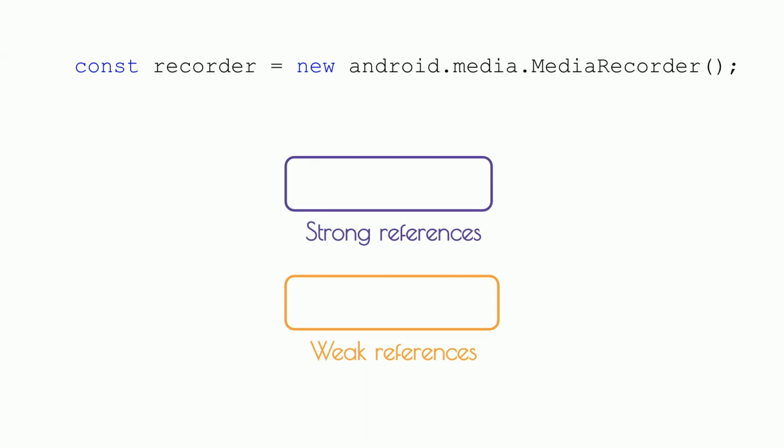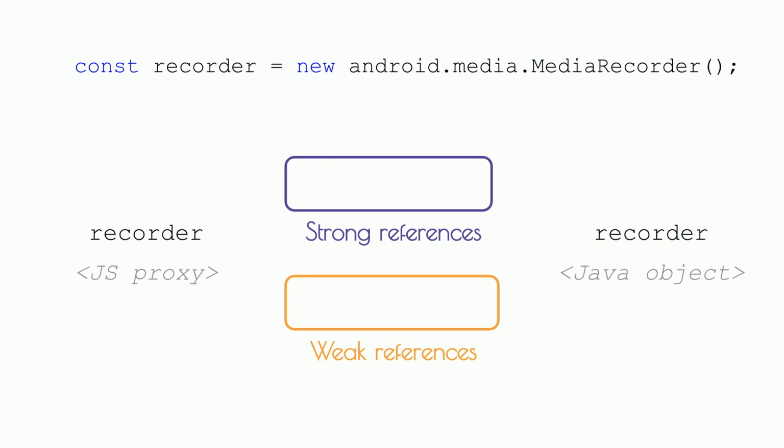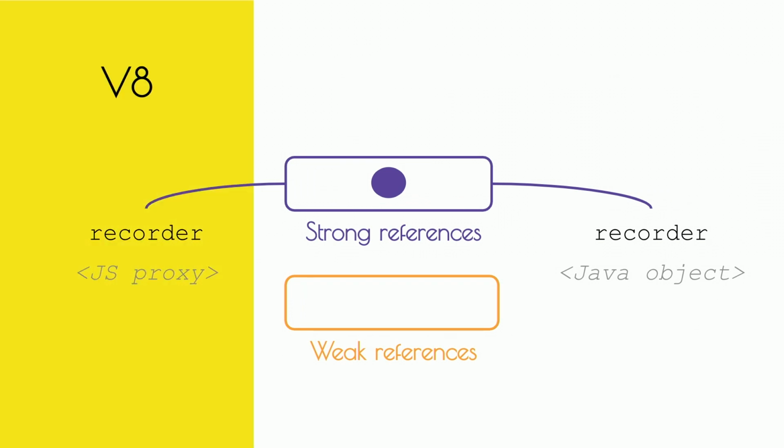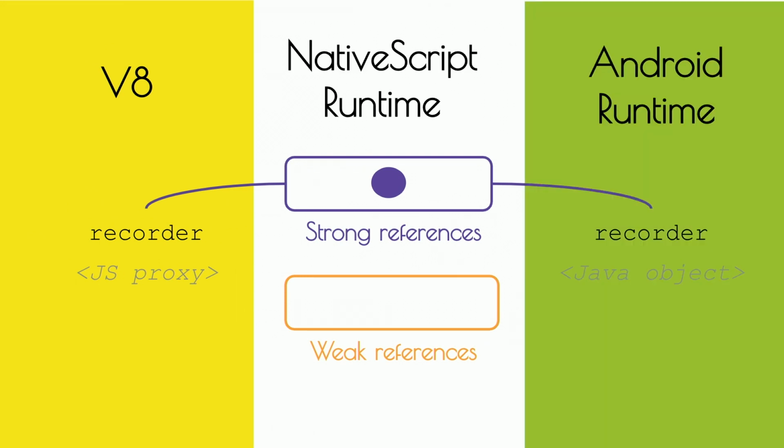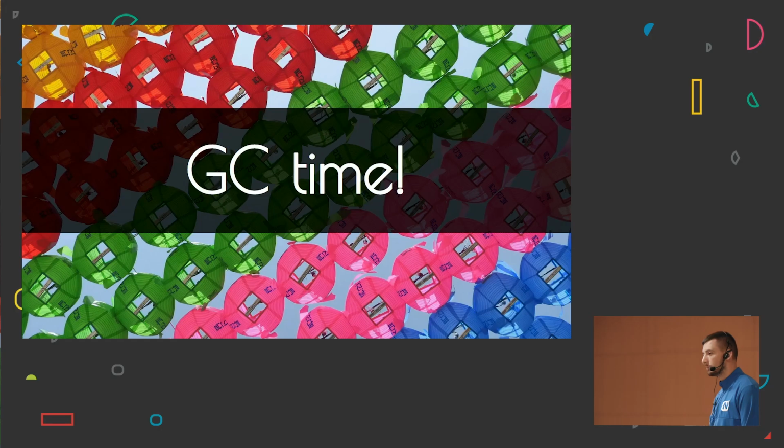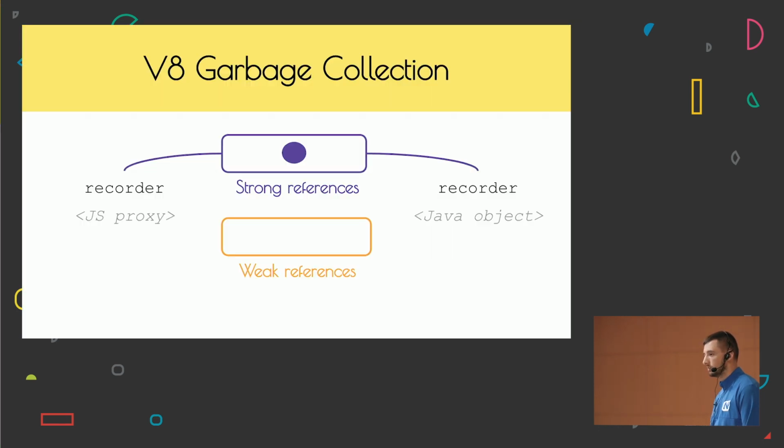When we have created the media recorder object, we have the Java object on one side, and we have the JavaScript proxy object on the other side in V8. Initially, they have a strong reference. They are held together, and nobody can remove them now. But what happens when the garbage collector kicks in? So let's start with the V8 garbage collector.